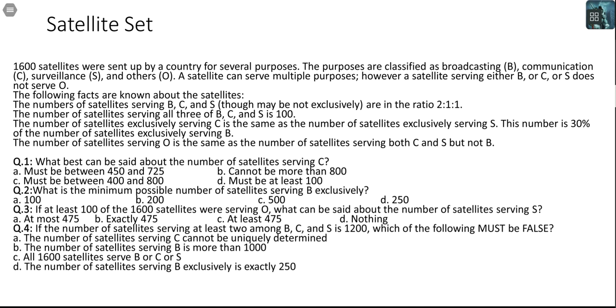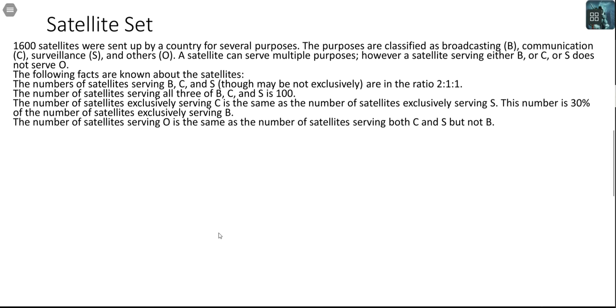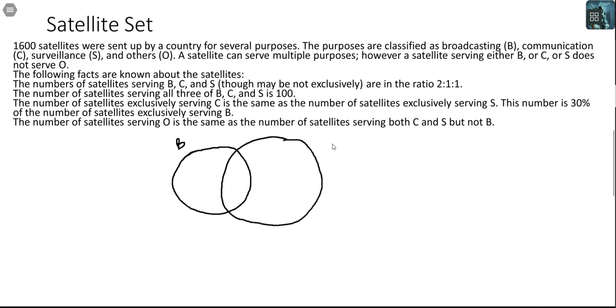We have these questions, these options in front of us. From the initial look, this question is about maximizing and minimizing different regions in a set, and therefore the best way to move forward would be to create a Venn diagram and record the appropriate information. Let's go ahead and do that. We have 1600 satellites, and the purposes were classified as broadcasting, communication, surveillance, and others. Let's record that. I have one circle for broadcasting, another circle for communication, and yet another circle for surveillance.